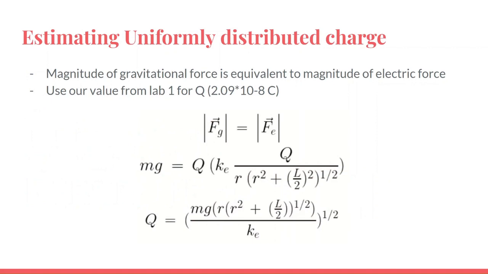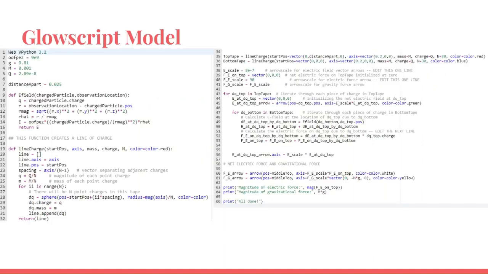So, really estimating uniformly distributed charge. How we're able to do that is we're able to set the force of gravity equal to the electric force, which we can see here is the Q times the electric field, which is that monstrous equation over there, which is the net rod electric field that we showed before.